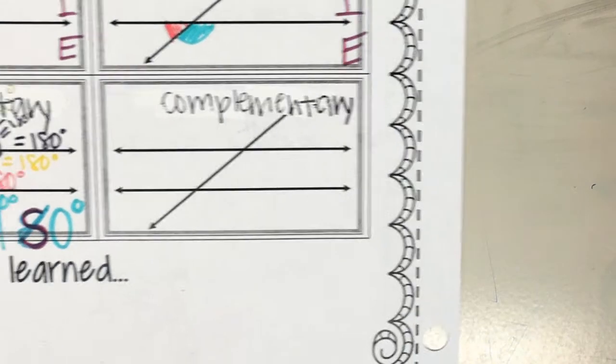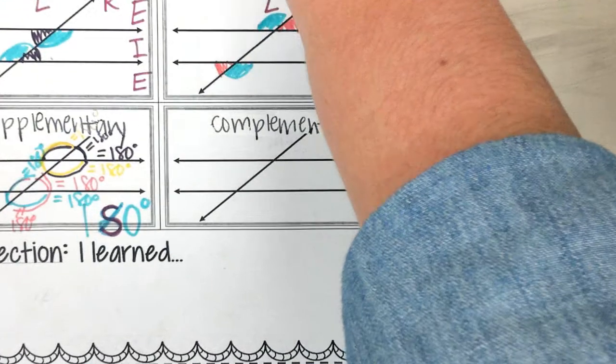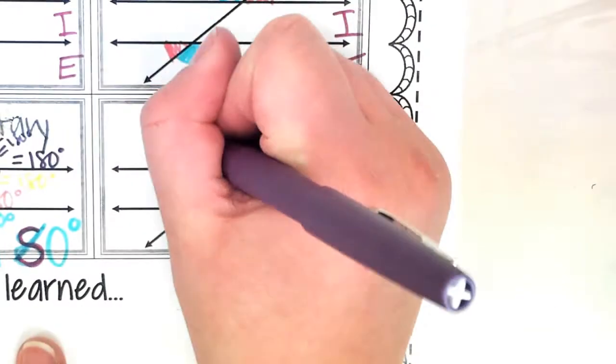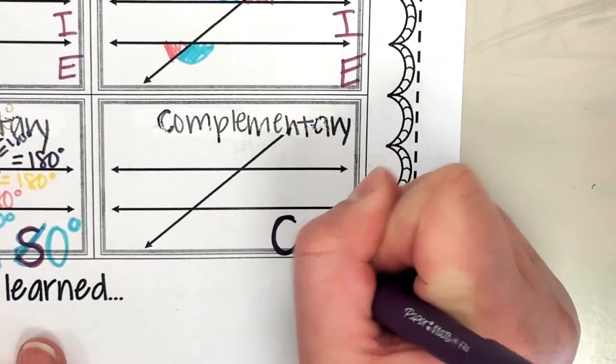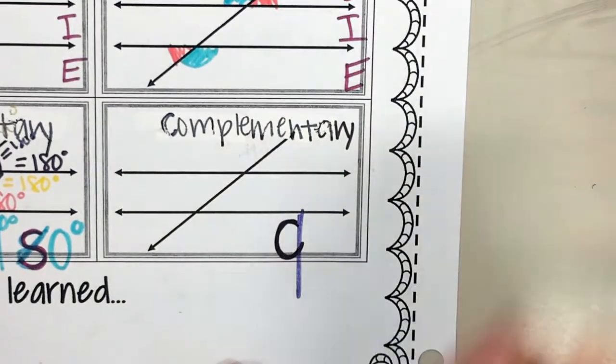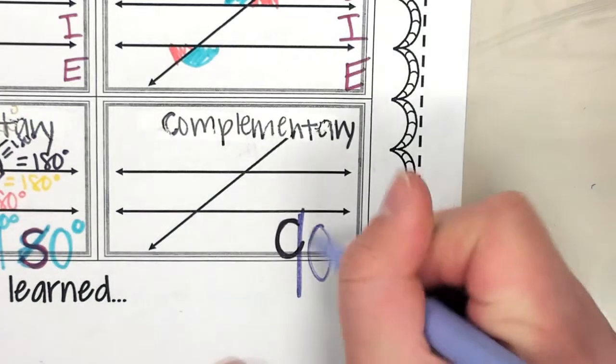Okay, complementary is last. We're almost there, y'all. Y'all are doing an awesome job. We're at 28 minutes. Complementary. So what I want you to do here is look at the C in complementary. So let's draw a big C. And then we're going to turn it into a 9 by drawing a line straight down and then adding a 0.